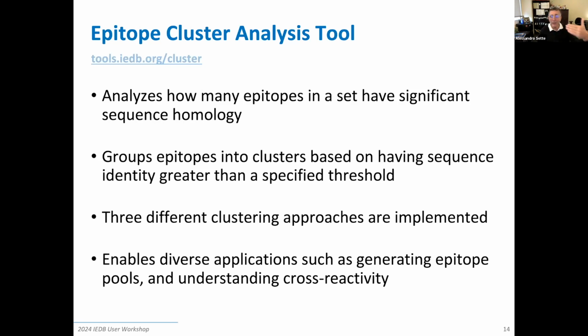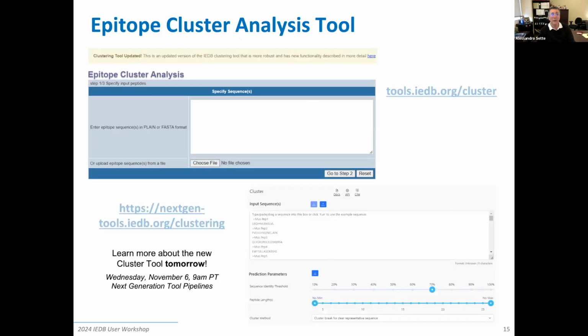Again, you can specify a particular identity threshold, and different approaches are identified, basically discriminating whether the cluster that is defined is non-redundant, meaning that each peptide can be found in only a given cluster, or that depending on the homology, the same peptide can be found in different clusters that are partially overlapping. And these will also be described in more detail tomorrow.